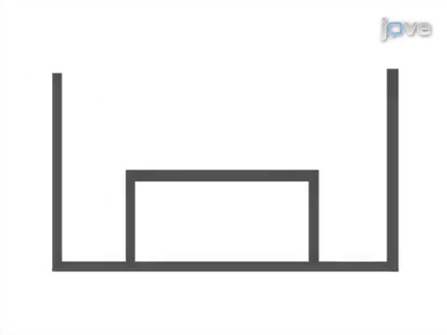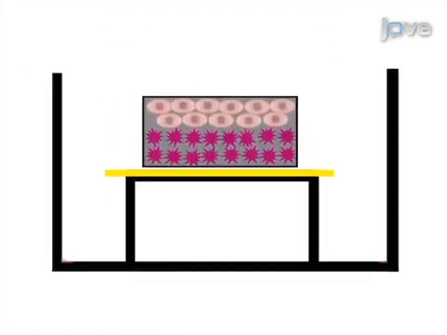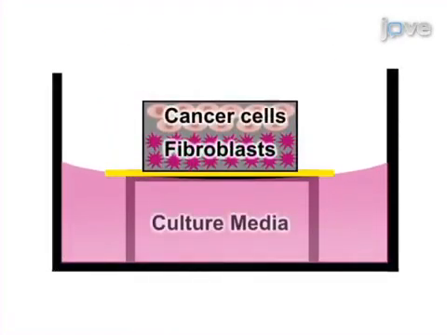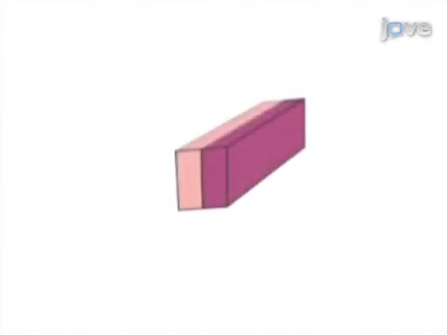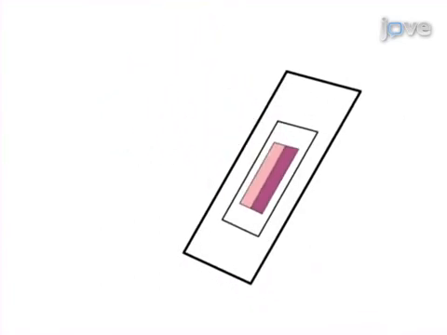The second step is to construct organotypic co-culture models using primary colonic fibroblasts and cultured colorectal cancer cells. Next, organotypic models are fixed in formalin, sectioned onto membrane-mounted slides, and stained with cresyl violet.